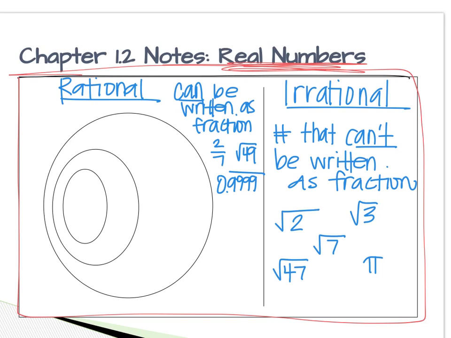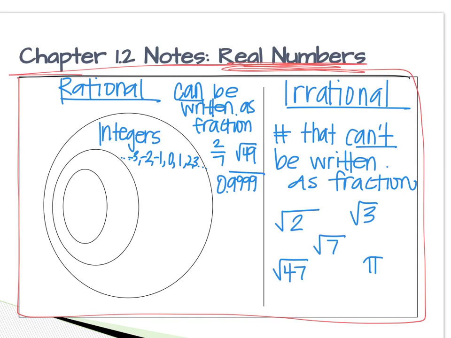Then, within the rational numbers, the biggest set is going to be the integers. So the integers are going to be the negative, 0, and positive whole numbers, not fractions. So negative 3, negative 2, negative 1, 0, 1, 2, 3. And it actually goes on and on in each direction because I collect all the negatives.